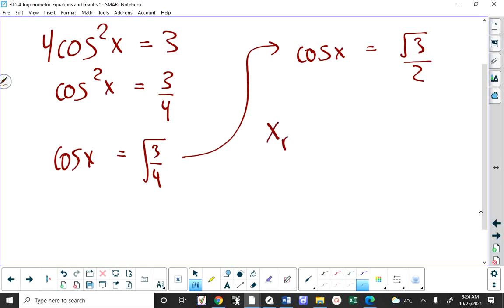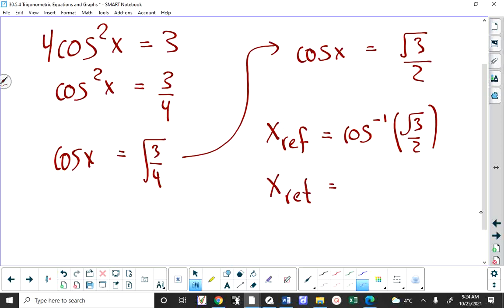The reference angle would be the inverse cosine of root 3 over 2. You would discover that the reference angle is 30 degrees. And if you were asked to work in radians, you'd probably still do this in your calculator in degrees. It's 30 degrees, and if you were asked to do it in radians, you would write down pi over 6 instead of 30. But it's 30 degrees, and we're asked to work in degrees.